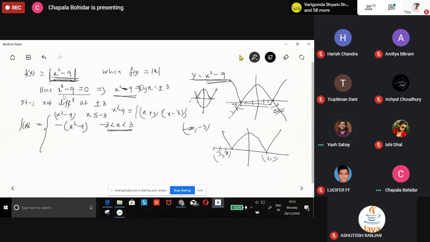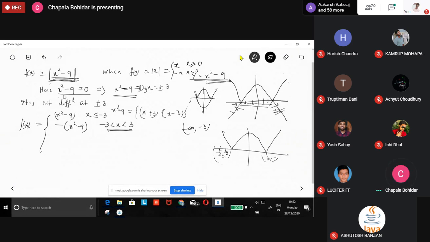When we write the functional value, we include it here, because for the absolute value of x, we write x when x is greater than equal to 0, and minus x when x is less than 0. We write like this, so you have to write it here like this.